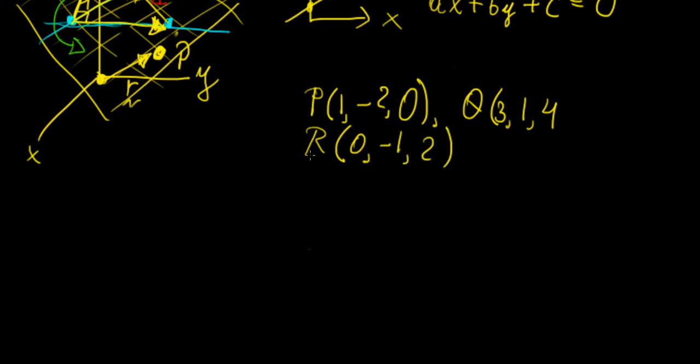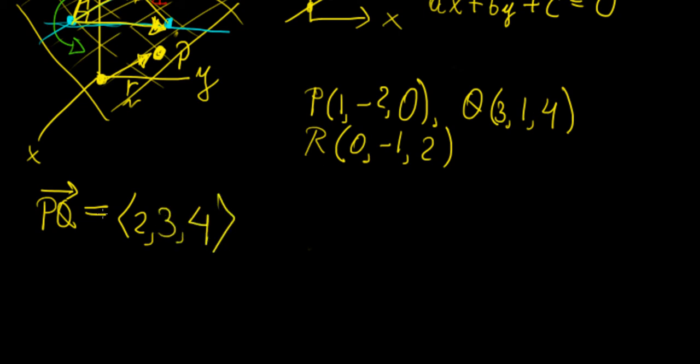So the first thing we're going to do is we need to create 2 vectors. So how do we do that? Well, we know that we can create a vector from one point to another. So let's say PQ. And this is going to be a vector by simply subtracting the starting point from the endpoint. So if we're going from P to Q, Q is the endpoint, P is the starting point. So we're going to subtract this from that. So we're going to have 2, because 3 minus 1 is 2. Then 1 minus minus 2, that's 3. And then we have 4 minus 0, that's 4. So this is a vector that points in the direction from P to Q.